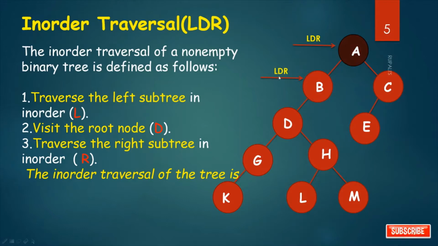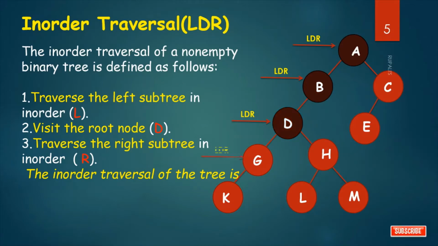So traverse the left subtree in-order fashion, go to the left child. Again we apply LDR here. First is L, so go to the left child. Again we apply LDR here. Here first is L, so go to the left child. Again we apply LDR here. First is L, that is traverse the left subtree in order. So go to L, but no left child is there.